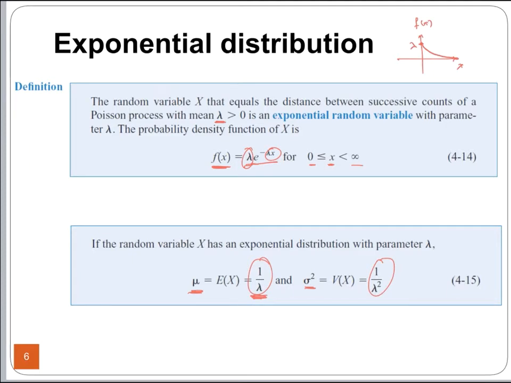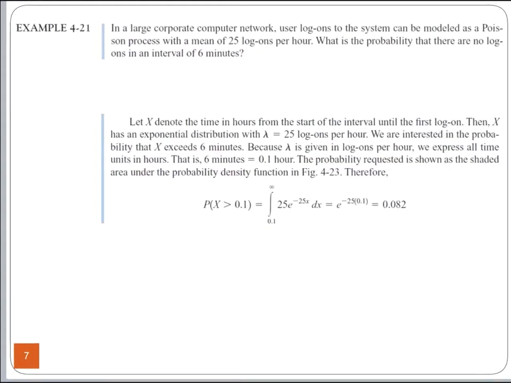Now let's elaborate a little bit on that relation between the exponential distribution and the Poisson distribution. But let's first try to solve this problem that we see here, and then we will do that elaboration. In a large corporate computer network, user logons to the system can be modeled as a Poisson process, with a mean of 25 logons per hour. What's the probability that there are no logons in an interval of 6 minutes?